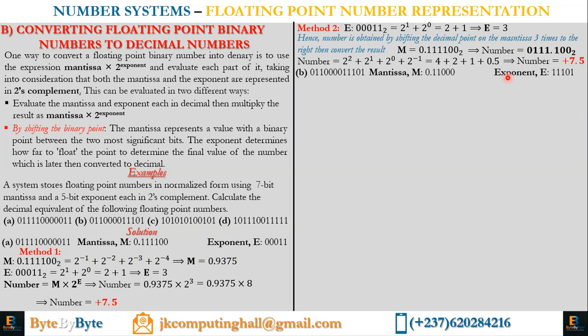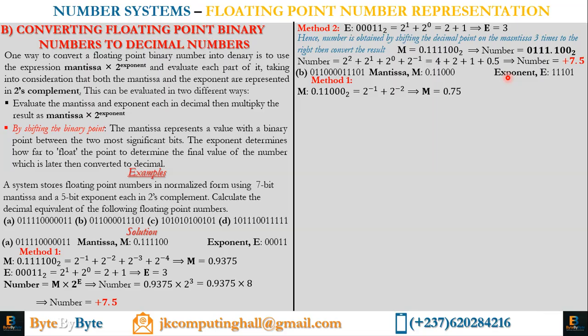Mantissa positive, exponent negative, because the exponent starts with 1. So with method 1, I convert my mantissa normally. It gives me 0.75. My exponent is negative, and they are stored in 2's complement. And we know that to convert a number in 2's complement, we saw that there are two methods.